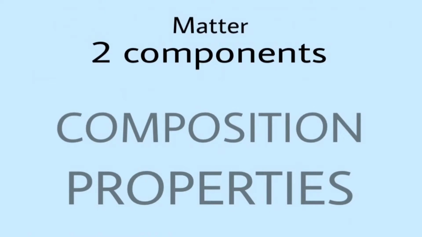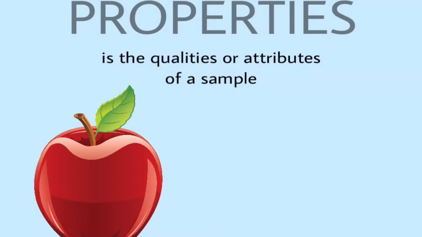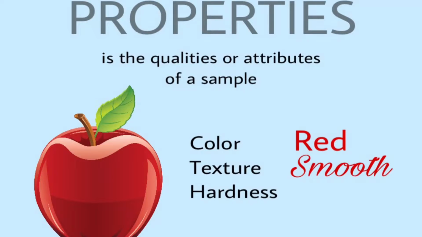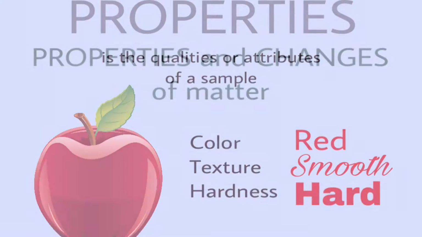So let's go now to properties. Properties are the qualities or attributes of a sample. For example, an apple. Let us all identify the properties of an apple. What is the color? Red! What is the texture? Smooth! What is the hardness? Hard!